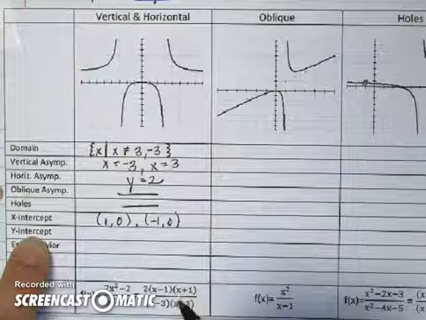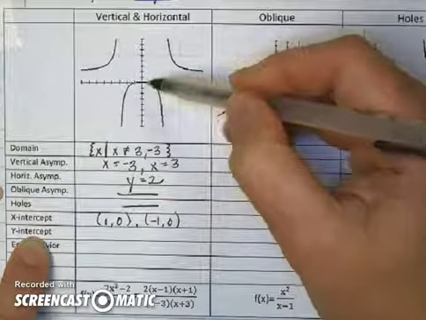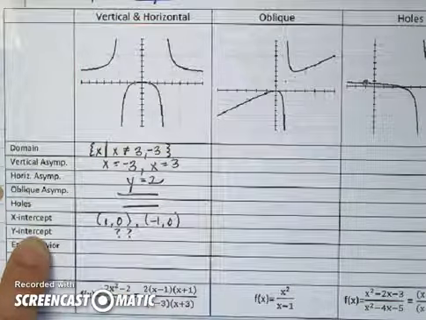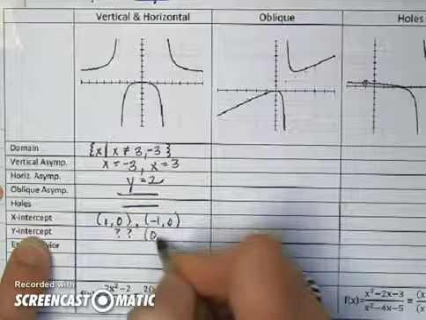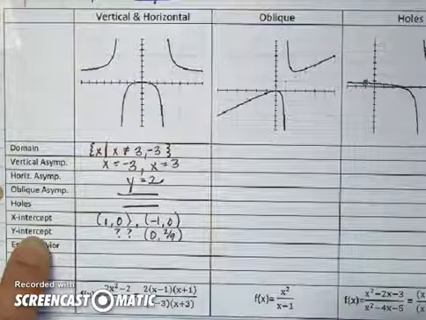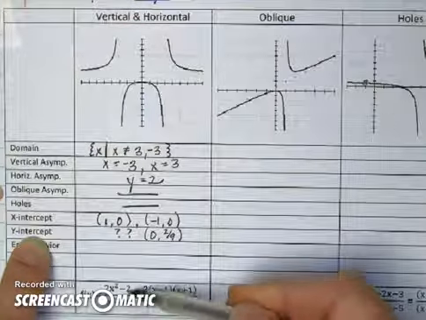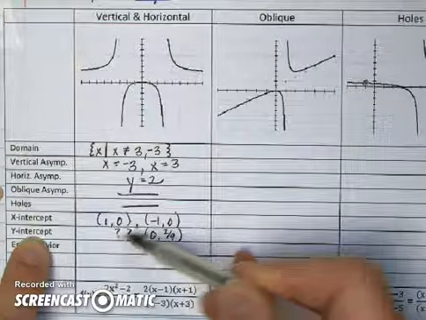Y-intercepts, it's really, really tiny. You cannot tell what that is from looking at the graph. I can tell you that I know it's at (0, 2/9), because I know what the function is, and I'm looking down here at the function. If x is 0, I know that I'm going to have -2 over -9, which is 2/9. But that is very hard to tell from the graph.